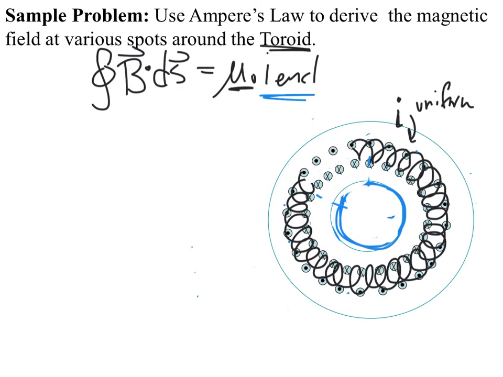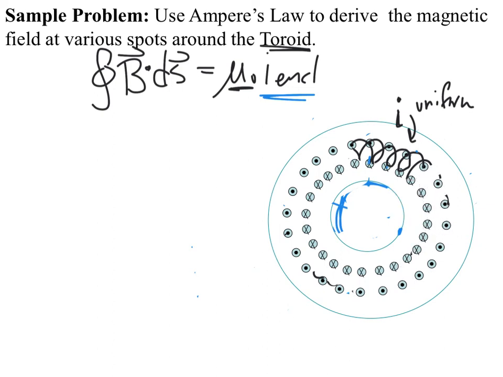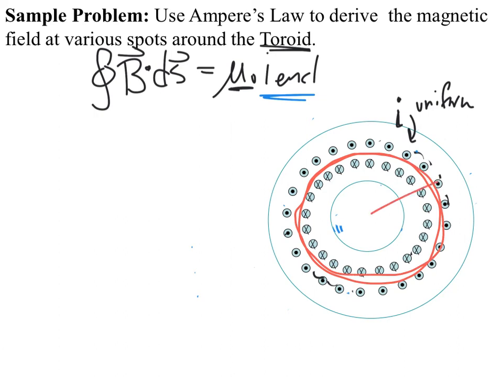We'll have to enclose just some of this current. We're going to draw our Amperian loop so that it's in between the inner and outer edge of our toroid. So let's draw our Amperian loop right here. You can just imagine that I'm able to draw a circle with a constant radius. Let's call that R.